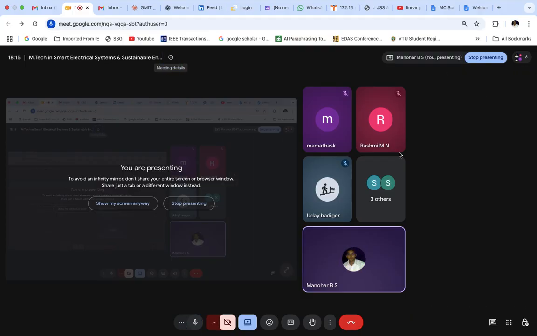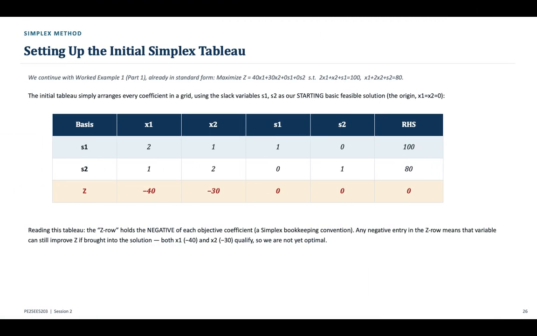Nice. See, why we have placed them negative is that there is scope for improvement in the value of Z. So how much can you improve? If you improve the x1 coefficient by 5 points, it becomes -35. If you improve the x2 coefficient by 10 points, this becomes -20. That is, you are getting nearer to the improvement. This is the idea behind that.